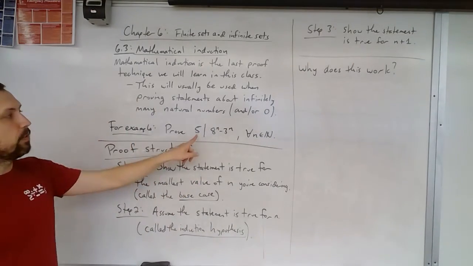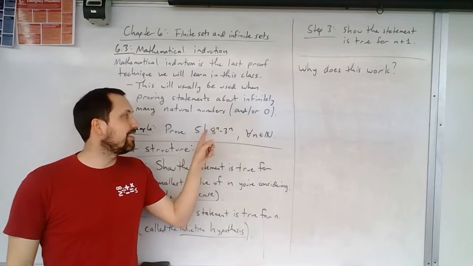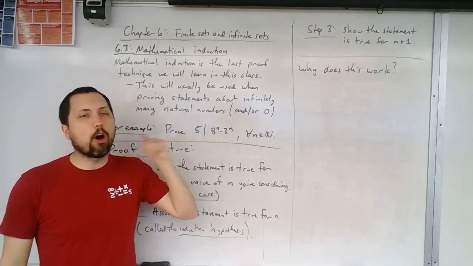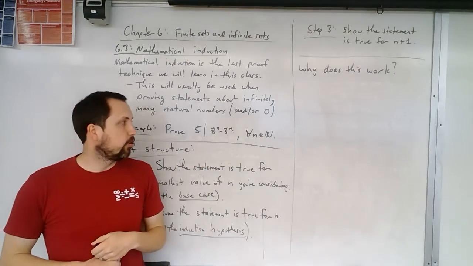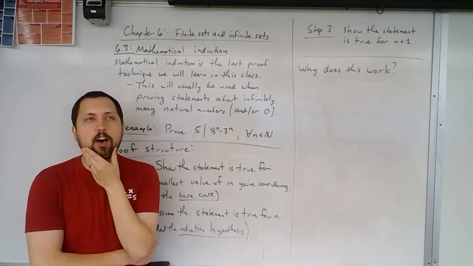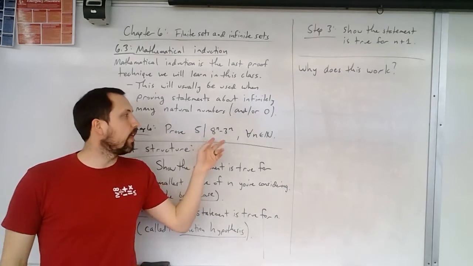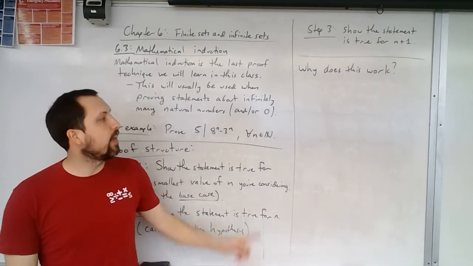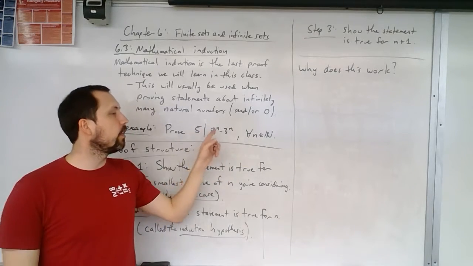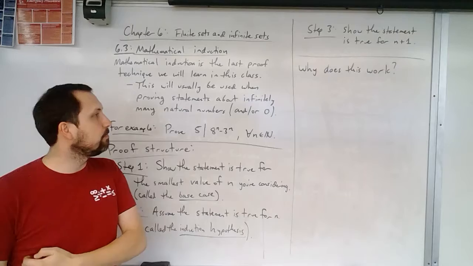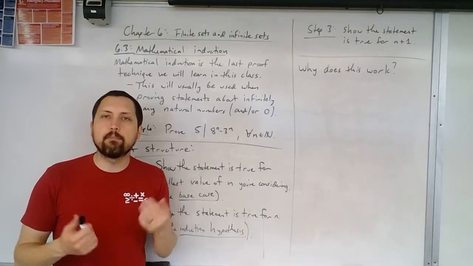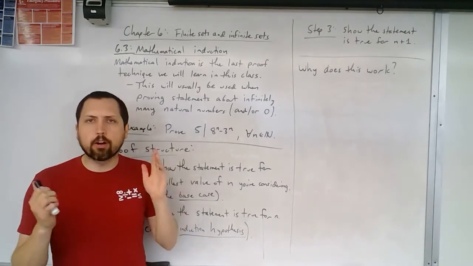So an example would be something like this. We'd like to prove that 5 divides 8 to the n minus 3 to the n for all n of the natural numbers. So in this case, you could start to convince yourself: well, when n equals 1, 8 minus 3, that's 5, that makes sense. When n is 2, that's going to be 64 minus 9, that would be 55. Okay, maybe that's true.